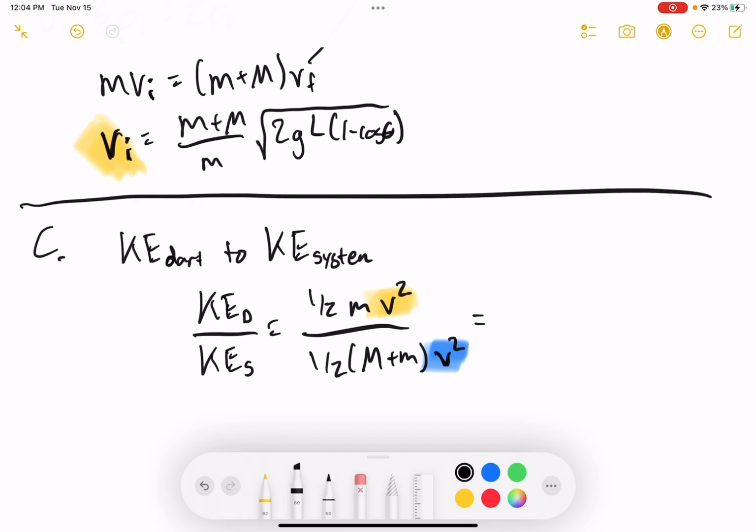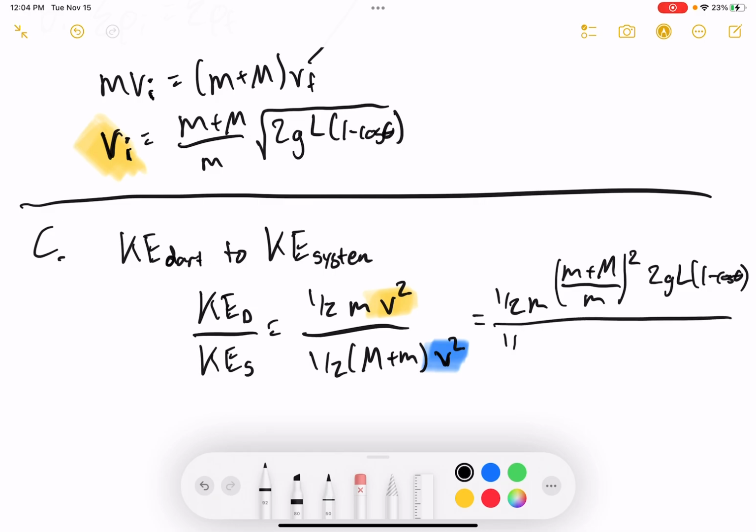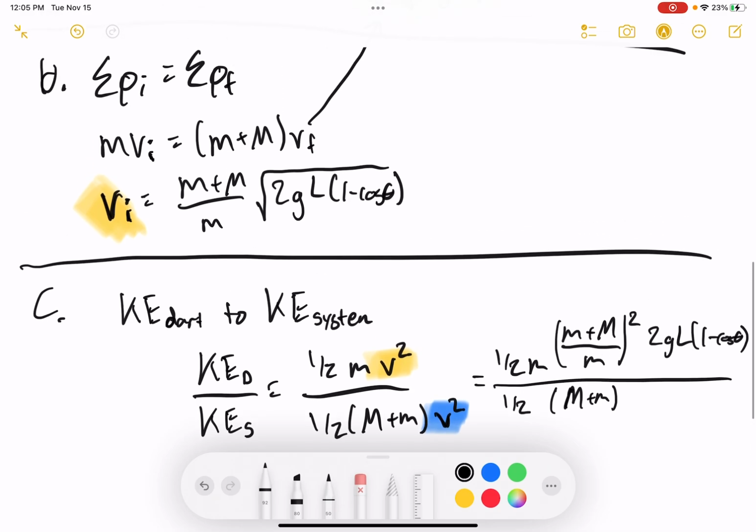So let's go ahead and plug in. So I'll have 1/2 m, and then my v is going to be (m plus M) over m, and this is squared, and then I'll have 2gL(1 minus cosine theta). Okay, and that part was square rooted, so when I square the square root, it goes away, and this is going to be divided by 1/2 (m plus M).